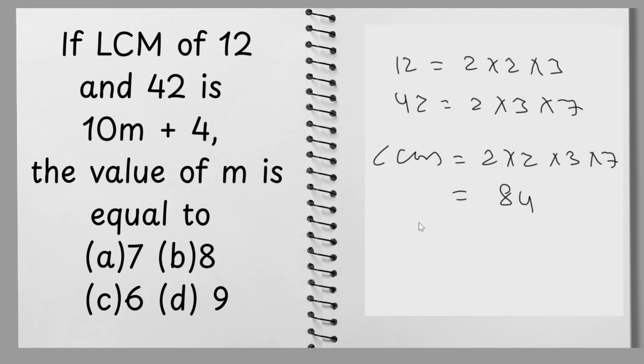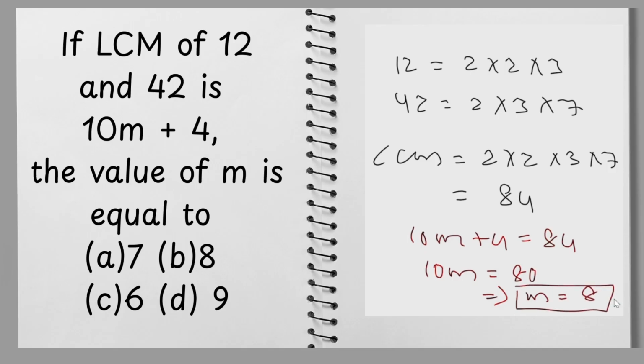Now according to the question, LCM is given as 10m plus 4, which I can equate with 84. So that gives you 10m as how much? 80, or I can say m is equal to 80 divided by 10, that is 8. So we'll say the value of m is 8 in this case.